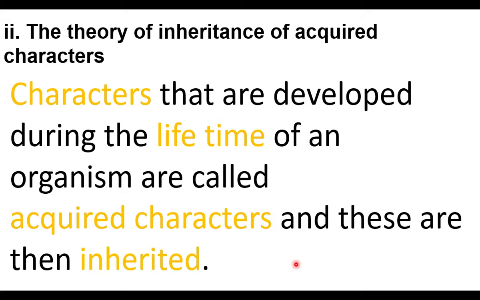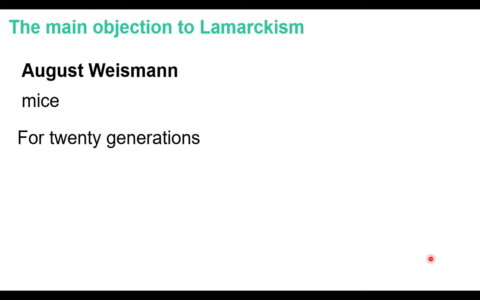This theory was subjected to serious criticism. Many objected. The main objection was made by August Weismann. He conducted an experiment on mice for 20 generations. He conducted the experiment to verify the inheritance of acquired characters. He considered the tailless condition. Mice without tail was an acquired character. So what did he do? He cut the tails of a pair of male and female mice for 20 generations.